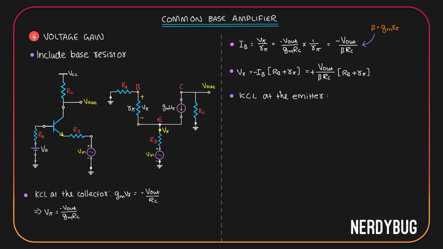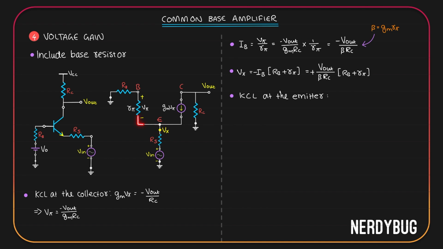Let us now apply Kirchhoff's current law at the emitter. This is the emitter node. I can see three currents. One is gm V pi coming into the node. The other is the base current V pi by R pi coming into the node. The third one is the emitter current. I am taking its direction like this.